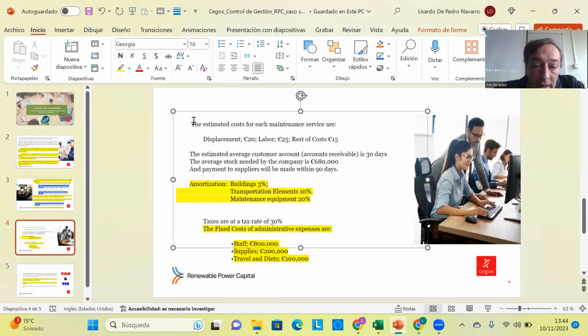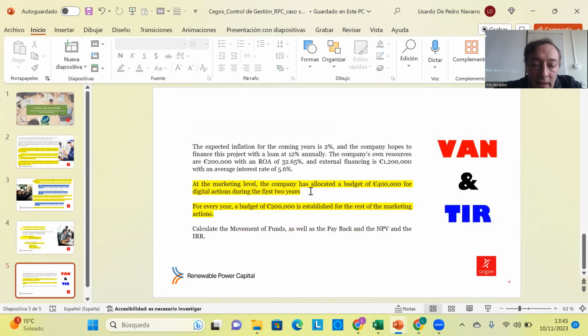Here for the NOF, we can see that the case says the estimated average customer account, the accounts receivable, is 30 days. So 30 days is the time of payment for our clients. The average stock need of the company is 608,000, and the payment to suppliers will be made at 90 days.